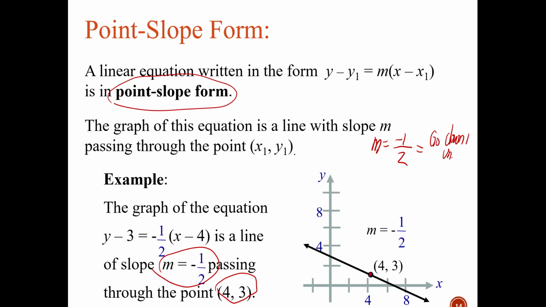Go to the right 2 units. Based on this point 4, 3, go down 1 unit, go to the right 2 units, we generate another point, we get that point, and then connect it with the horizon.